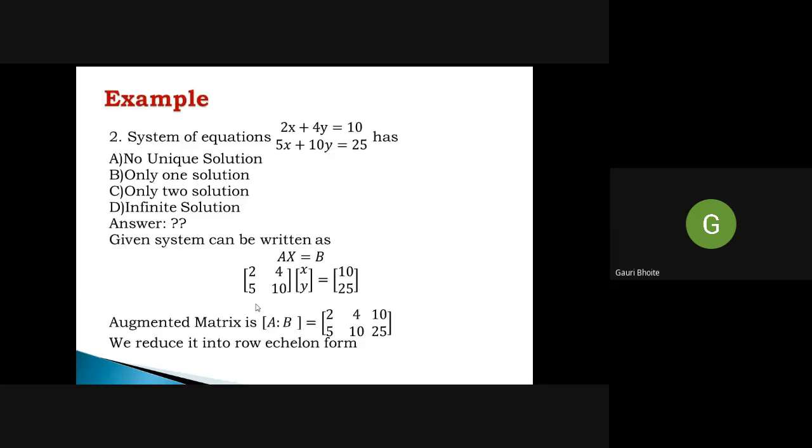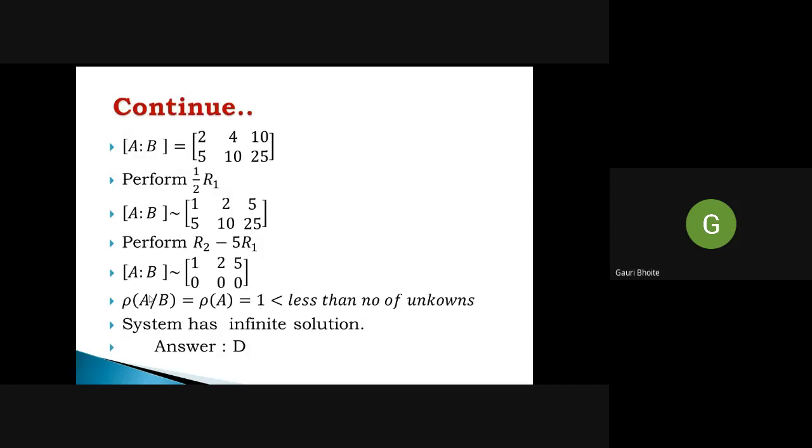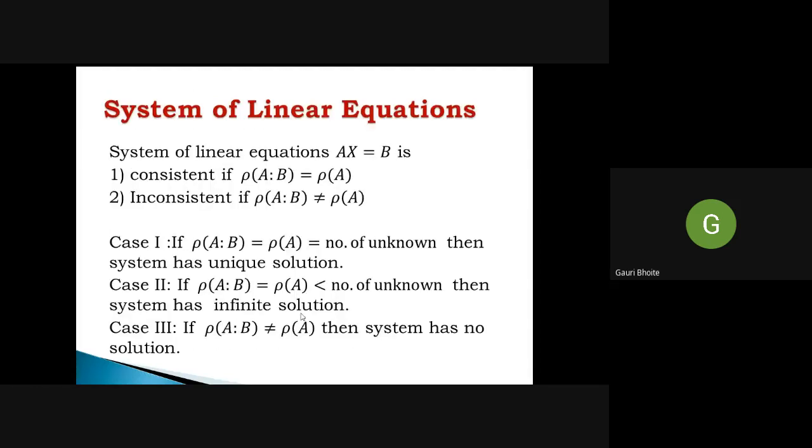I just hide the last column. If I hide the last column, my matrix is 1, 2, 0, 0. Again I get rank of A is also 1. So rank of AB is equal to rank of A, which is 1. But how many unknowns are there? Unknowns means variables: x and y, two variables. So rank of AB is the same as rank of A, which is 1, but this is strictly less than the number of unknowns.